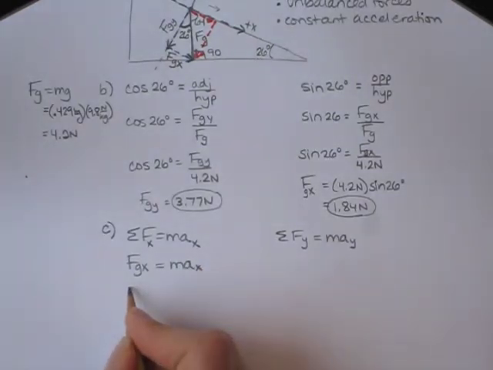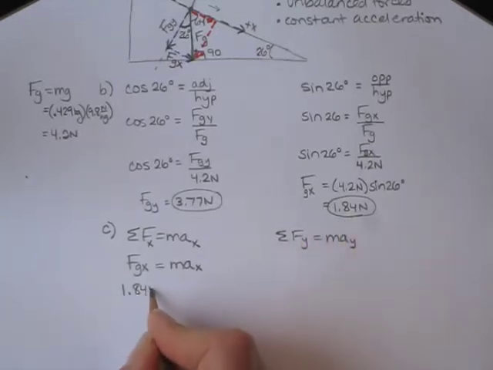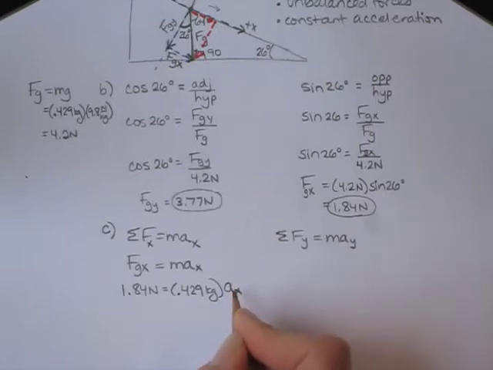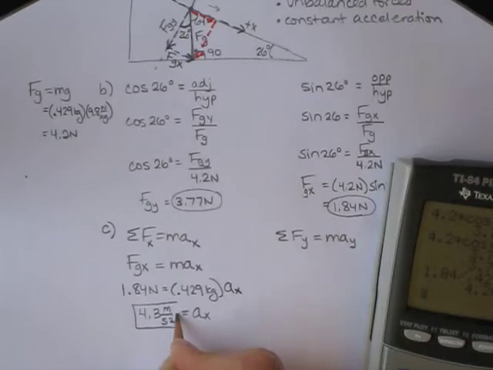And substituting what I know, the x component is 1.84 newtons. I know the mass is 0.429 kilograms. And it looks like I can find the x direction acceleration, which is the only acceleration it has because it's not accelerating up and down from the surface of the ramp. So calculating that, we get 4.3 meters per second squared.